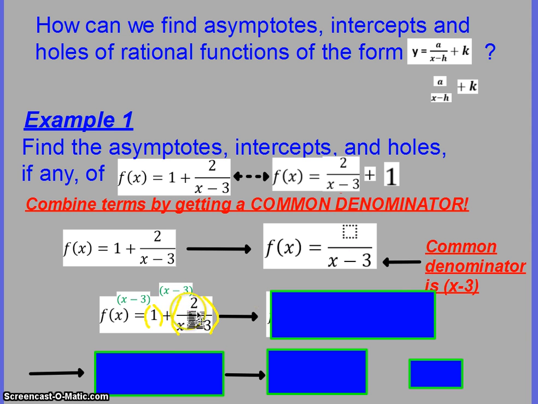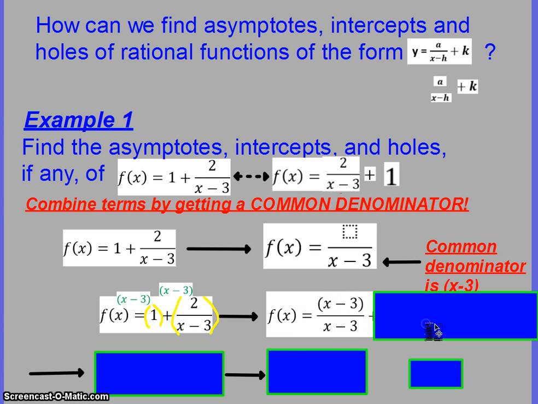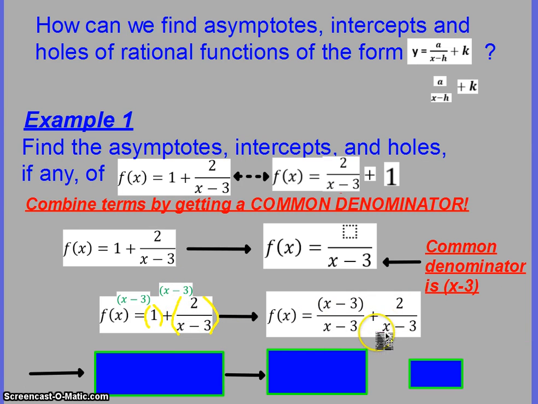Well, when I multiply 1 times x minus 3, that gives me x minus 3 over the denominator of x minus 3. And obviously that equals 1, right? When I multiply x minus 3 by this term, the x minus 3 is already there, so the x minus 3's actually cancel out, and it just leaves me with 2.